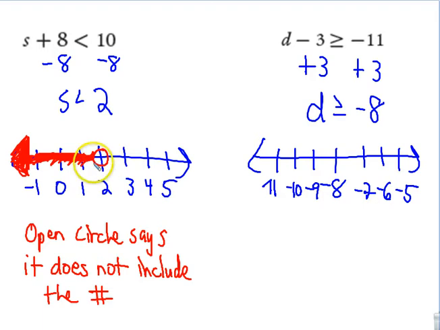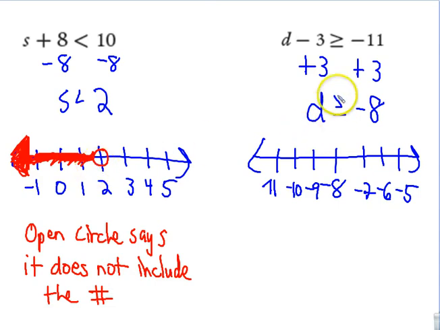Okay, so I put an open circle on 2 because it doesn't include the number 2. And then I shaded everything smaller. So if I read this left to right, S is less than 2. Remember, we need the letter on the left. So the letter represents all of the answers. It's less than 2, so smaller than 2. So I shaded it this way.